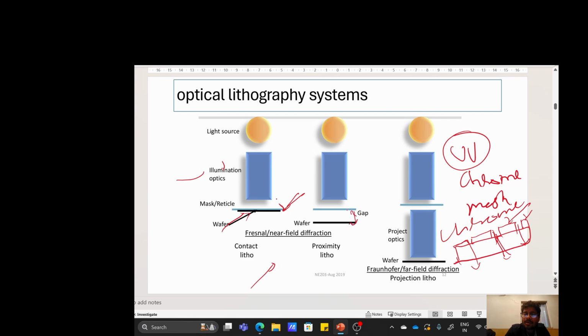There is a small gap, very small gap, just a few microns, like 4 or 5 microns, between this mask and this wafer. We deliberately keep this gap, because the mask should not get scratched by the wafer. There may be some particle.